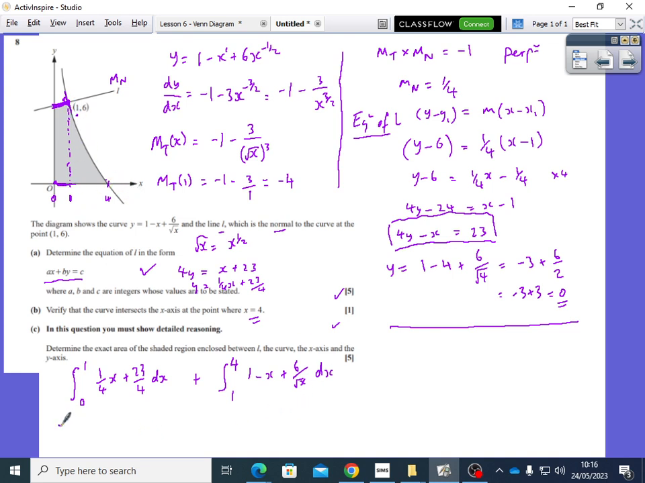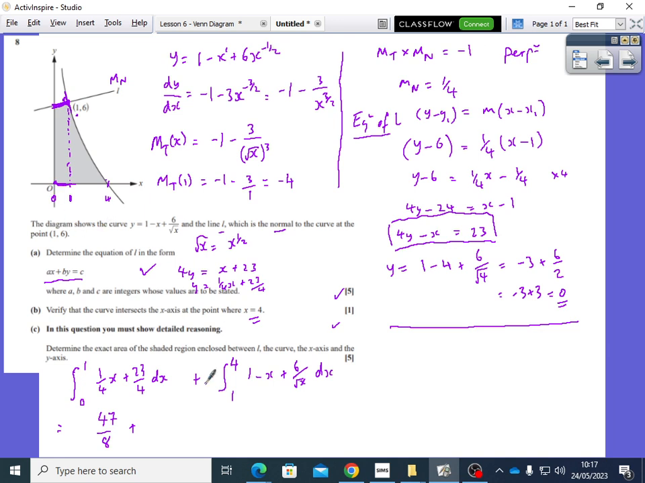Okay, so if I did the first one on my calculator, just plug it in. I know you can do it without, but you're not going to get any extra marks. So we've got x over 4 plus 23/4, then you've got the limits 0 and 1. And that's going to give you, on your calculator, 47/8. That's the first integral, so that's all that area here.